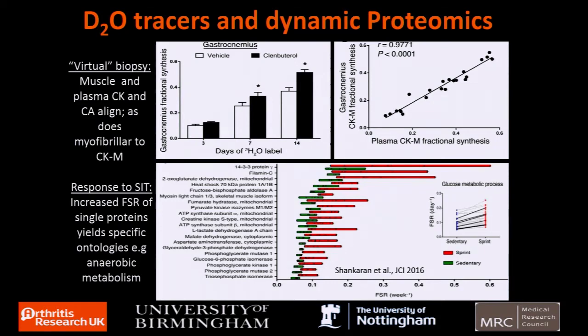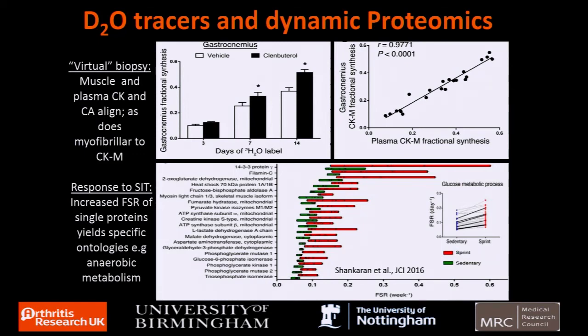This is an animal study. This is the days of labeling. They've given a beta agonist here, clenbuterol, and you can see here that over time, the deuterium labeling in the gastrocnemius muscle is actually greater when given this particular drug, which isn't surprising. What they also found, which was really interesting, is that they were able to go to the plasma of these animals, and basically immunoprecipitate out muscle-specific proteins and measure their synthesis.